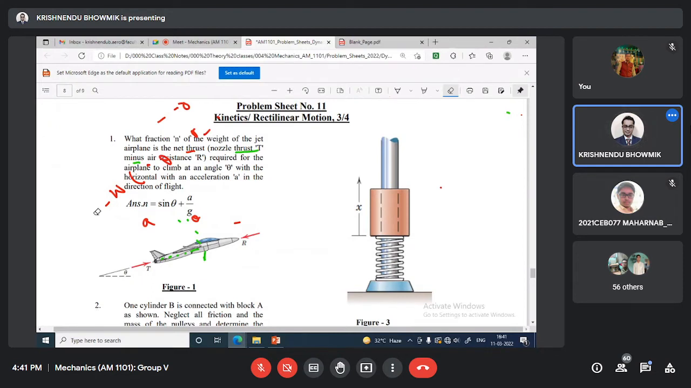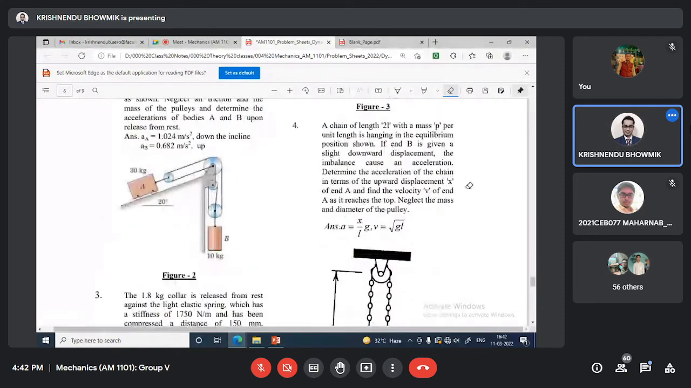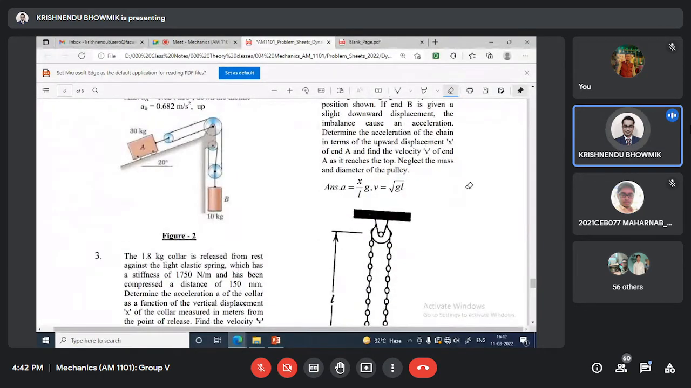So this problem, there is a 1.8 kg collar. This is the collar that has been released from rest against the light elastic spring, which has the stiffness, unit force required to produce unit displacement. F by delta equal to stiffness, load displacement curve. Slope of the load displacement curve is the stiffness.